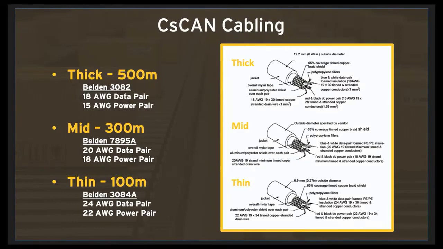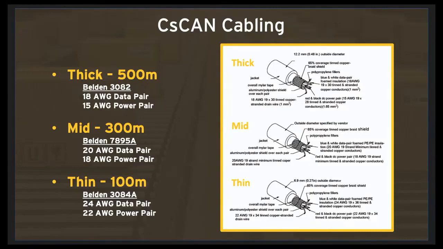Now, a slightly easier to work with cable with conductors that are a little less rigid would be mid cable. It's good for up to 300 meters. I've used that on a couple projects, one recently, and actually I was pretty happy with it in terms of how easy it was to work with. But most applications will be perfectly fine with thin CAN cable, which is good up to 100 meters.